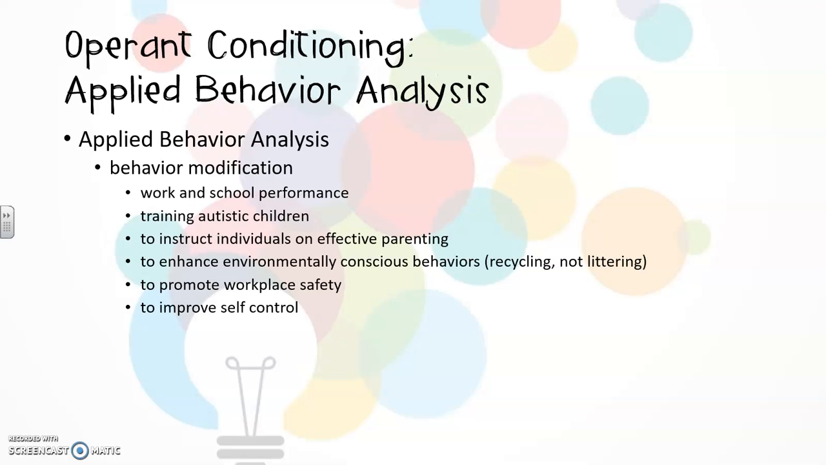And then we have our operant conditioning with applied behavior analysis, which is just a type of behavior modification. You can see this in work and school performance. This can help with autistic children. With repetitive skills, they can learn how to adjust to better prepare them for certain skills in the future. This can help with effective parenting. Can help with environment, workplace safety, and just simply improving self-control.